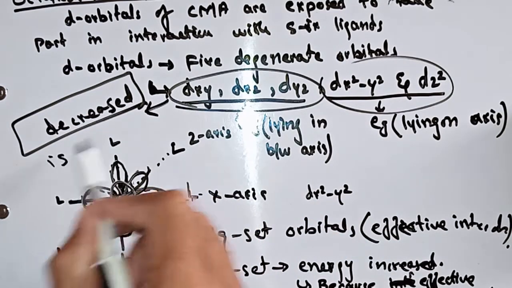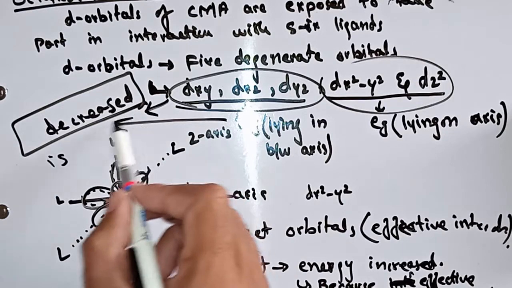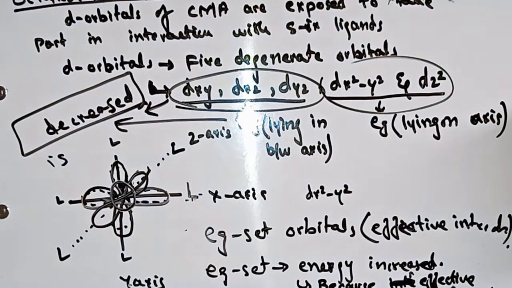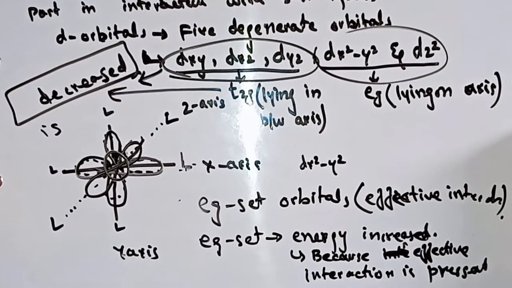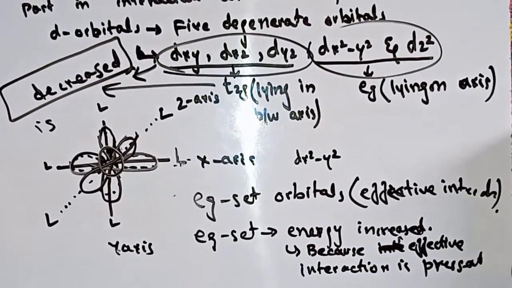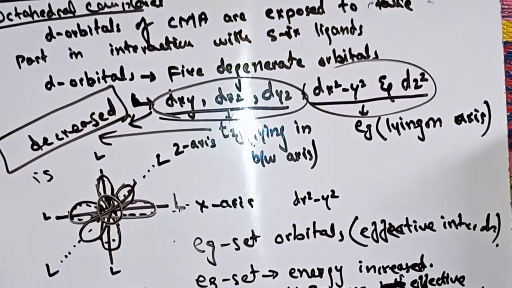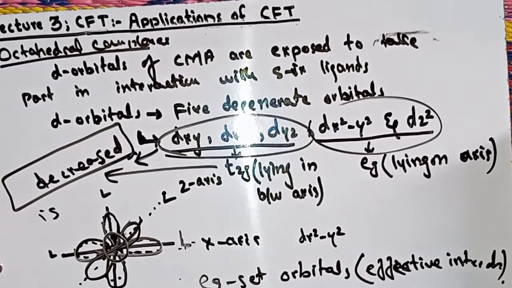Is it clear that the t2g set orbitals have energy decreased, while the eg set energy is increased? I think it will be clear. I hope you understand very clearly. You can also take a screenshot.